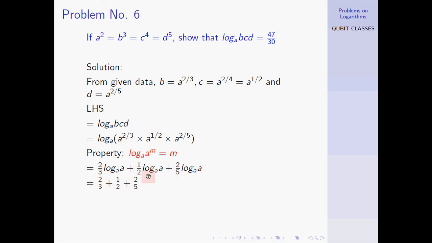We know that. So the left hand side now becomes 2 by 3 plus 1 upon 2 plus 2 by 5. On taking the LCM, which is 30, these three fractions when we add give us 20 plus 15 plus 12 upon 30, which is equal to 47 upon 30, which is equal to RHS. So we have shown that log of b into c into d to the base a is equal to 47 upon 30.